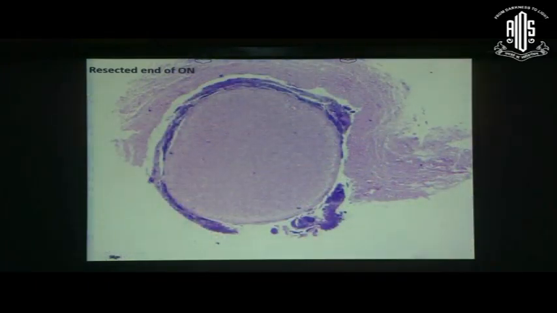Okay, now this is a section from the resected end of optic nerve. It's a transverse section, that's why you're seeing it round. All this blue thing that you see is a tumor. This makes it stage T4. Okay, now this is another resected end. Can you tell me if this is involved or not? Yes, the optic nerve sheath is involved. So that's a transmeningeal spread. This is again stage T4.